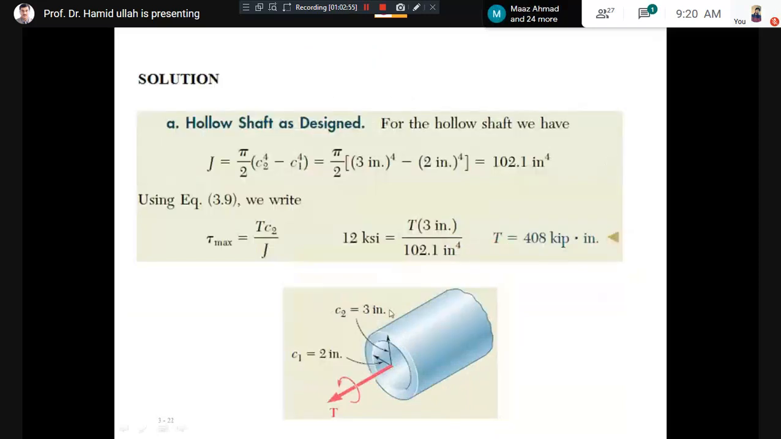Consider the given shaft, with the outer and inner radius which are given. So this is the J formula we already know. This is the J value, polar moment of inertia. And this is the formula for shear stress. Since we talk about maximum, for sure we will put c2. What is c2? Outer radius, and you can see here 3. This gives us 408 kilo-pound inch. So this will be the torque which could be transmitted by this shaft.